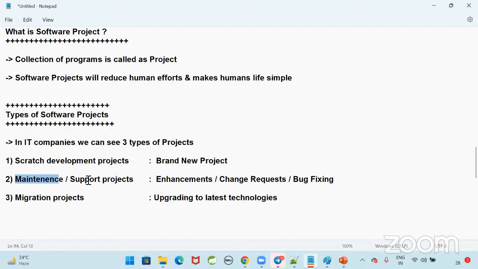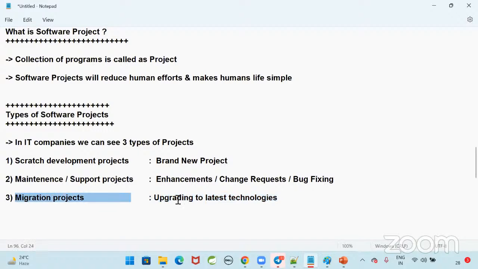They are working on maintenance projects, support projects, and some people are working on migration projects. When you go for migration projects, a lot of compatibility issues will come: Java 8 version, Tomcat 9 version, Kafka version, security version. N number of compatibility issues will come when you go for a migration project.